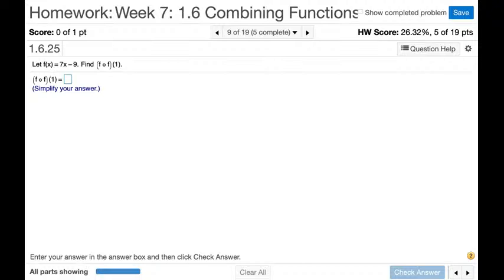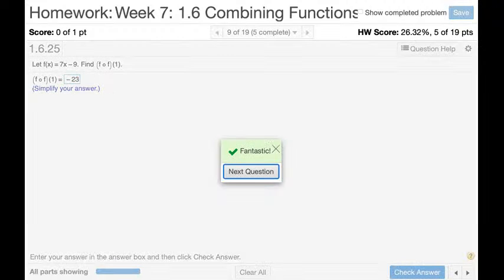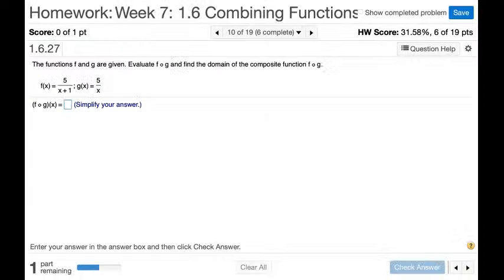Let f be this, f of 1, so we plug in 1. That's going to be what? -2. Then we plug -2 back into the function. -14, -23. And again, I'm just trying to get through them as quickly as I can, but stop me if I need to go back or go further into detail on any of these.